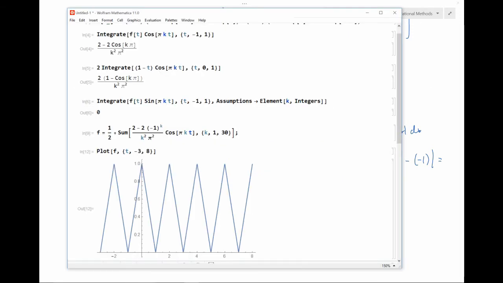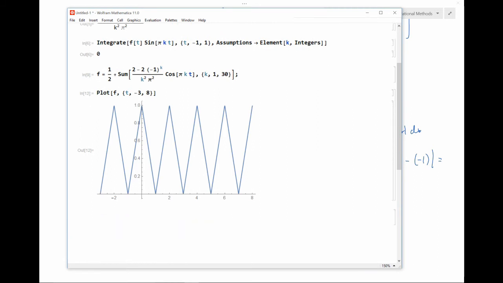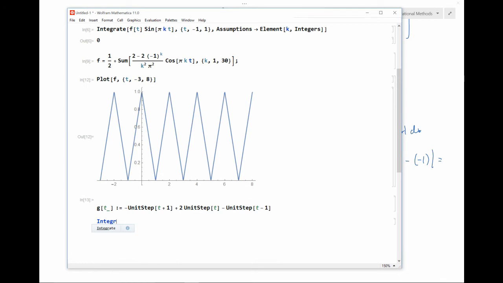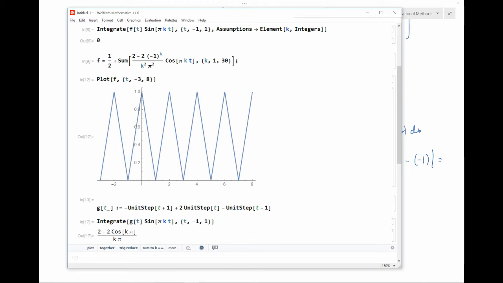Let's see if we get a similar result with Mathematica. If I integrate g of t from -1 to 1, I get 0. That's expected. Now let's try to integrate with the cosine of pi kt. We get 0. What about sine? This is what we get. That's exactly the answer we've got.